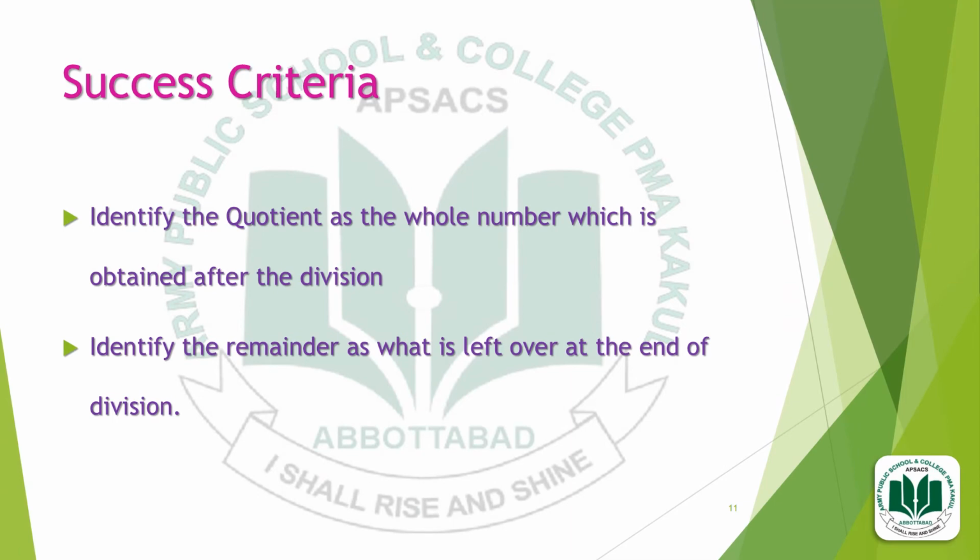I hope you can understand the topic quotient and remainder. So I am going to share the success criteria. Identify the quotient as the whole number which is obtained after the division, and identify the remainder as what is left over at the end of division.